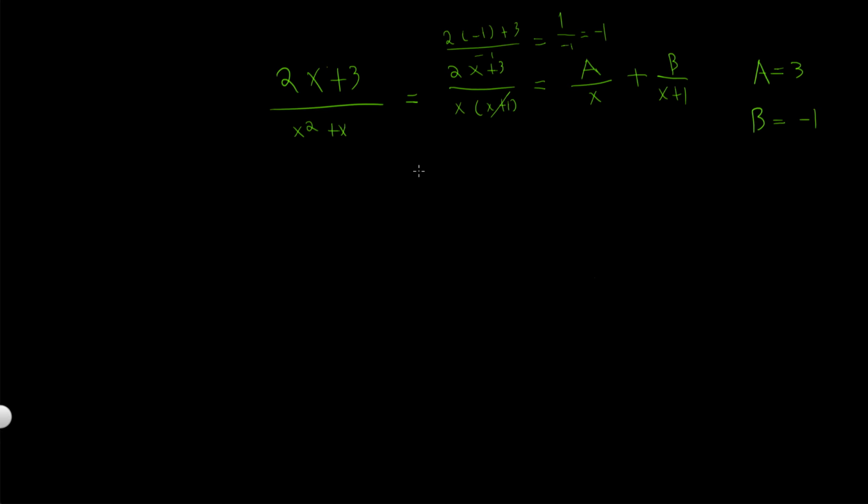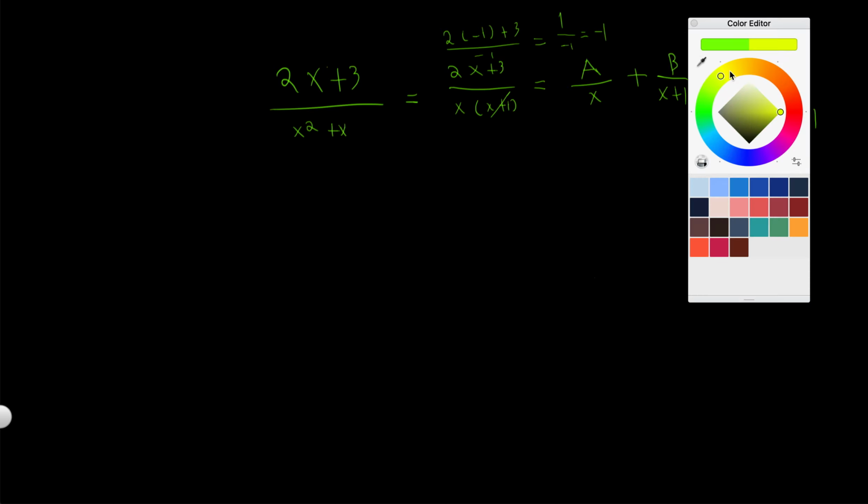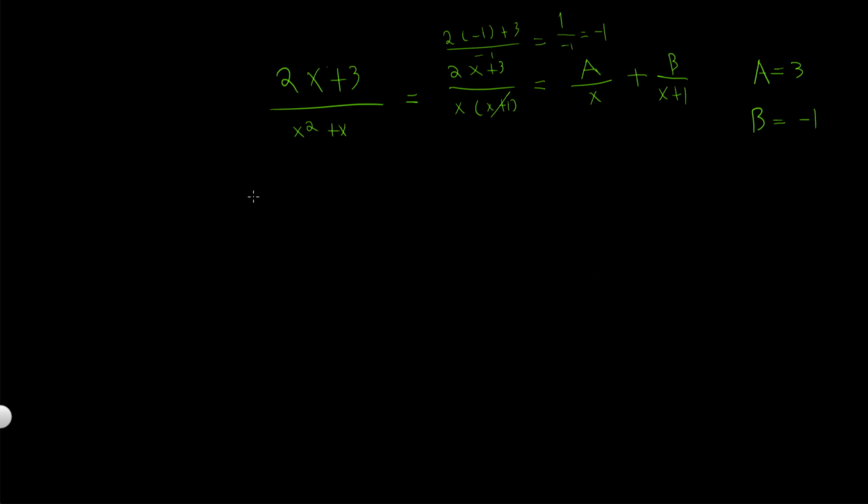So splitting this fraction up, let me rewrite the whole thing in a different color. As we split it up, 2x plus 3 over x squared plus x is equal to 3 over x, minus 1 over x plus 1, since b is negative 1. These are completely equivalent fractions. And let's actually test it out. Let's quickly get a common denominator and subtract these two fractions to make sure that it's the same thing.